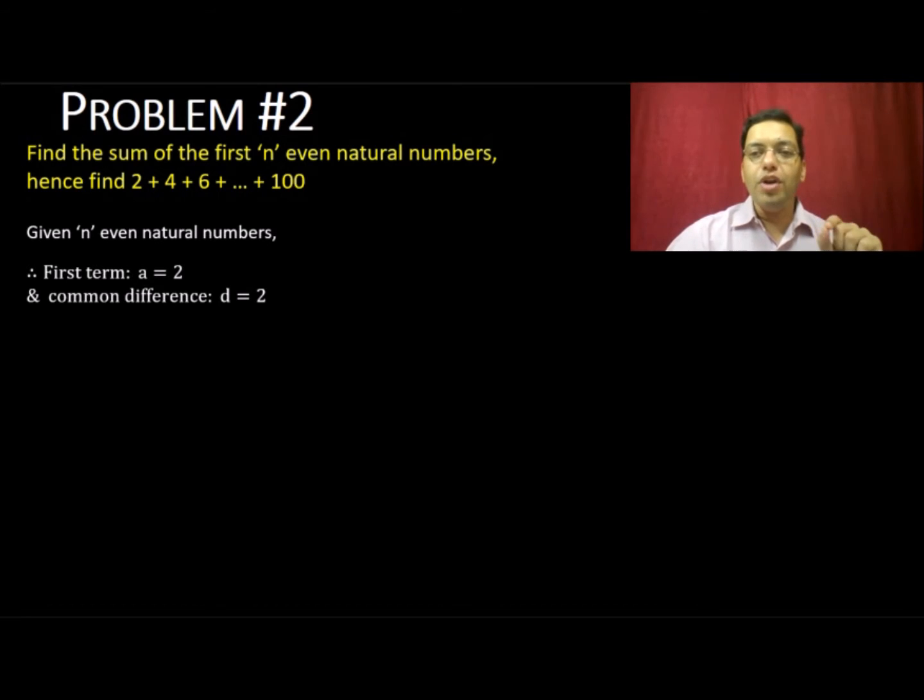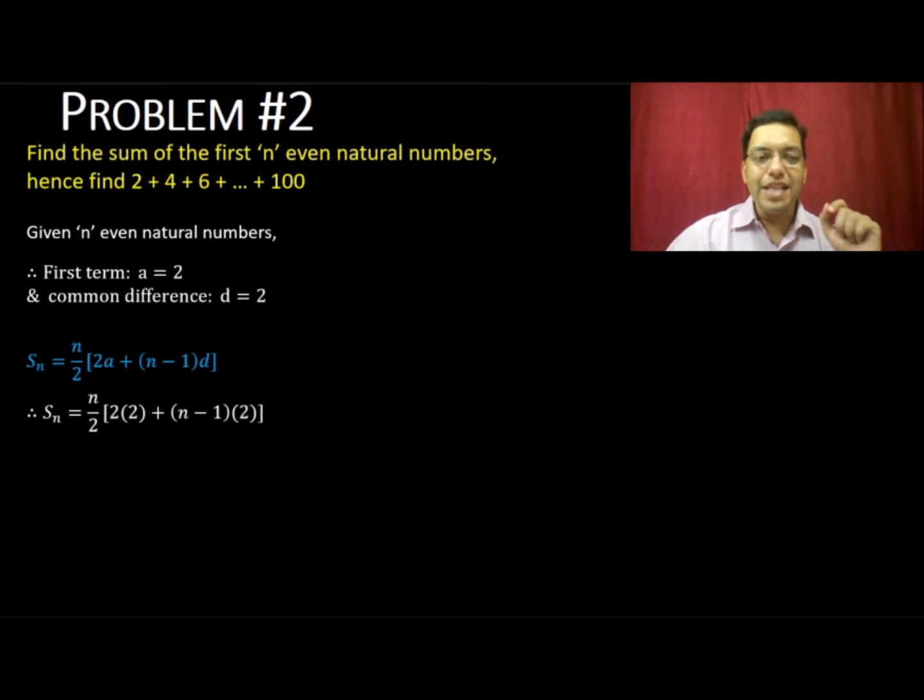Now we can write the formula for Sn and substitute our values of a and d into it. So Sn is equal to n by 2 into 2a plus n minus 1 into d. Therefore, Sn is equal to n by 2 into 2 into 2 plus n minus 1 into 2. We have substituted a is equal to 2 and d is equal to 2. And we can simplify this to write Sn is equal to n by 2 into 4 plus 2n minus 2, which gives us equal to n by 2 into 2n plus 2. And we can cancel out the 2's from the numerator and the denominator. Therefore, Sn is equal to n into n plus 1.